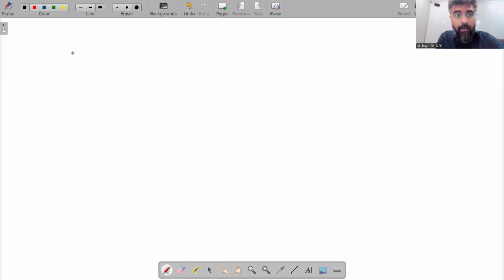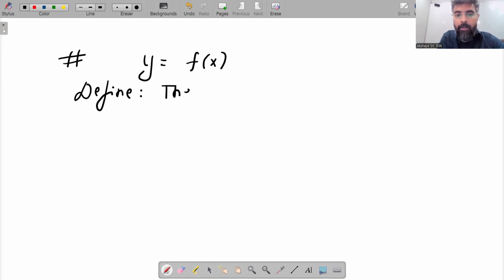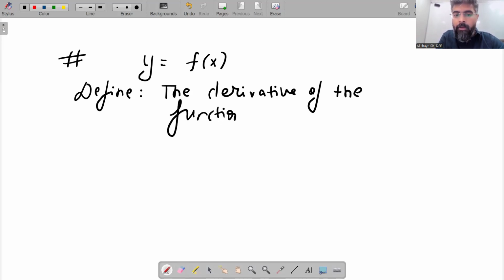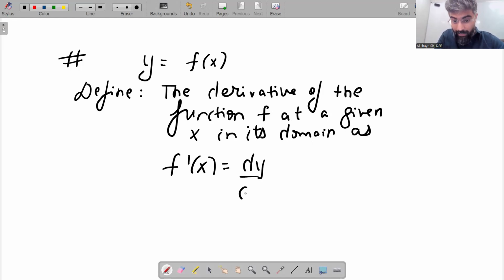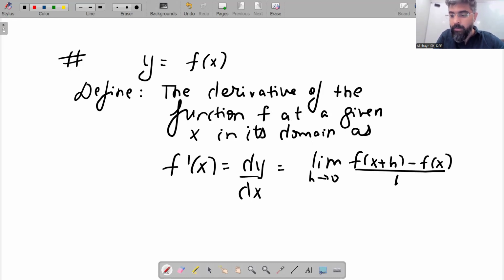Now when I say that, let's say that y is a function of x, we can define the derivative of the function f at a given point x in its domain as f dash x, which we also call as dy over dx, which is nothing but limit as h tends to 0 f of x plus h minus f of x over h.